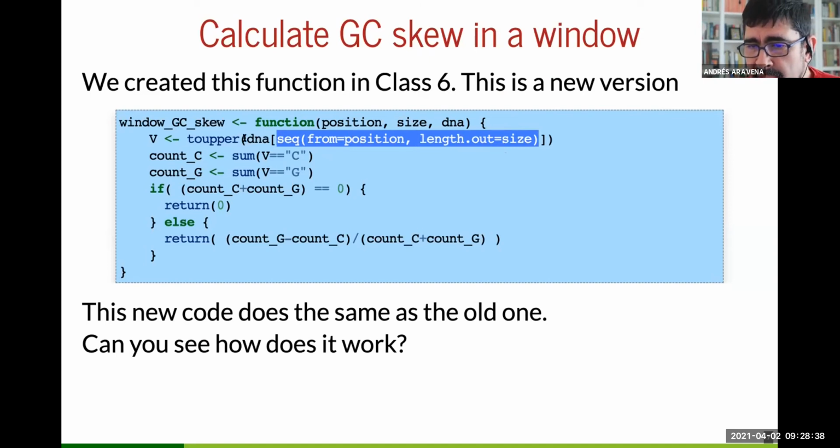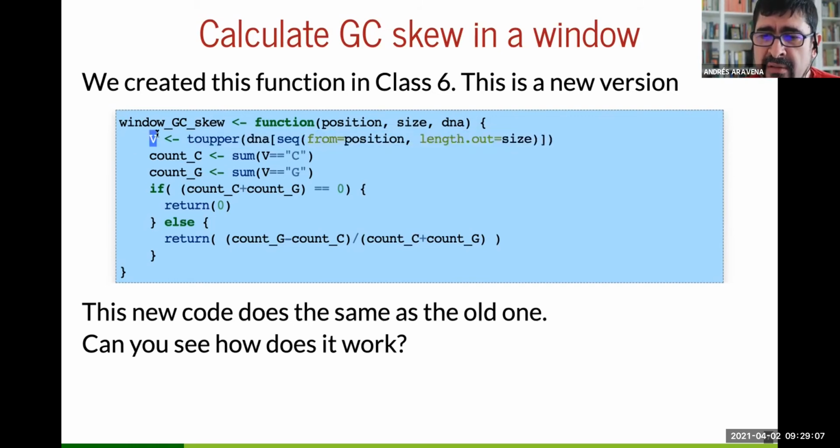We use these numbers as index of the DNA. So we get the letters in that position. You should not confuse, and this is important, you should not confuse the position inside a vector with the content of the vector. We make it uppercase just in case. And I store that in V for vector, short name.